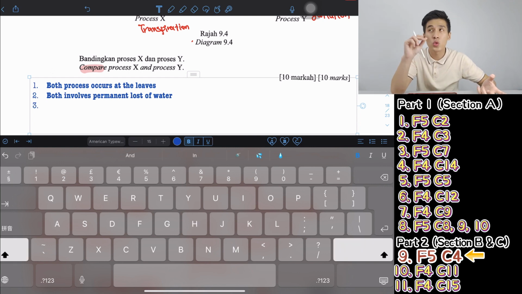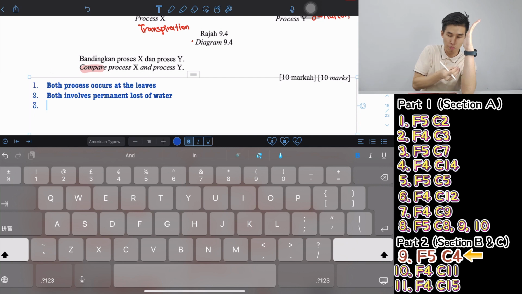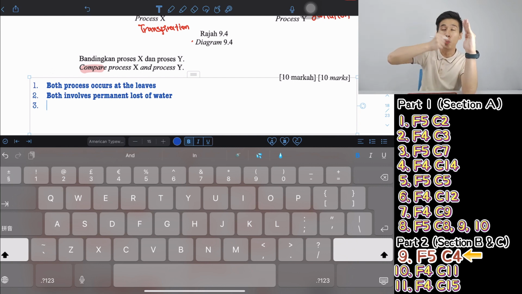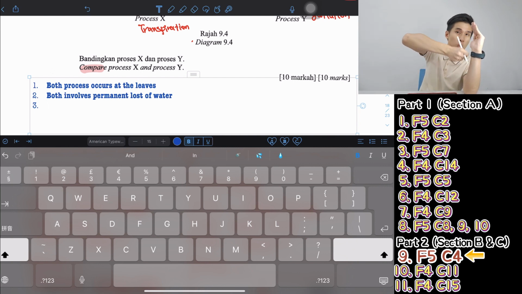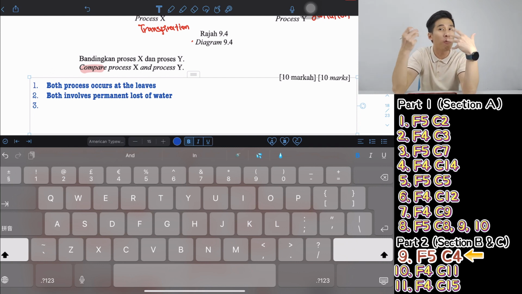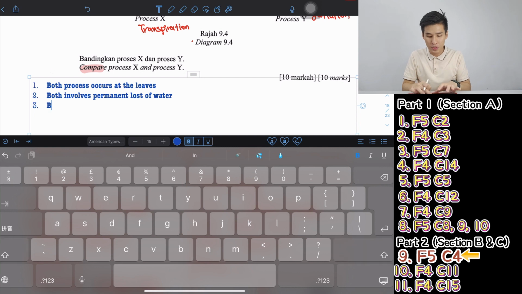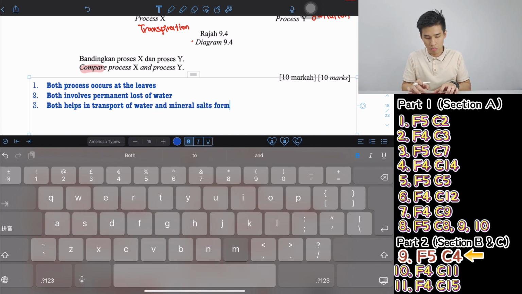Okay, then the next one we can say is this. When water evaporates from the leaf, it will cause what we call a pulling effect, like a pulling force. When water comes out, it pulls the water from below. So both involve transport of water and mineral salts. Both help in transport of water and mineral salts from roots to leaves.